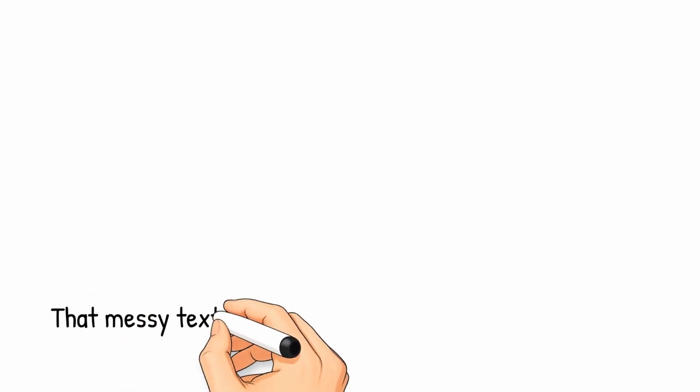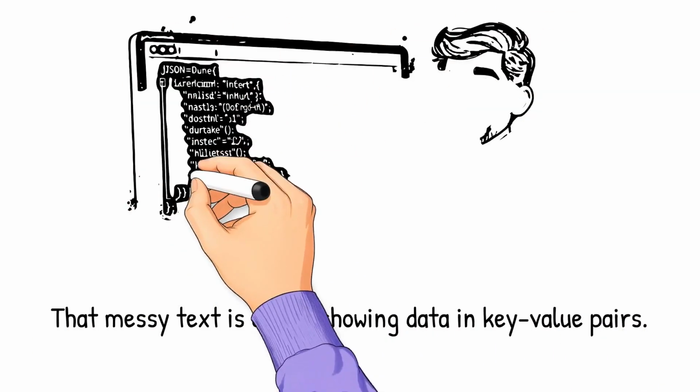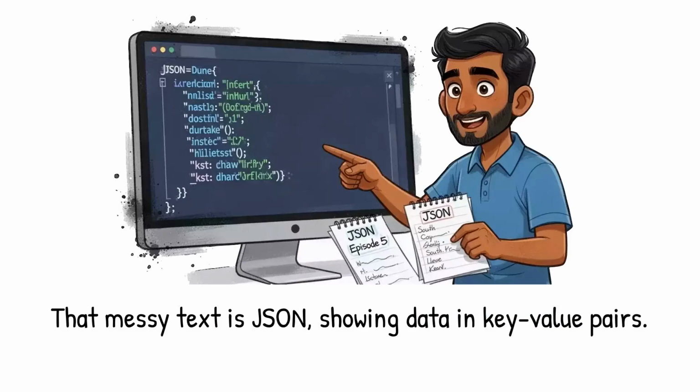Now, does that messy text look familiar? It should. That's JSON from episode 5. See the keys and the values? Login: Octocat, followers: a number. You can already read it. You're literally looking at the same data that powers apps, just without the pretty design on top.